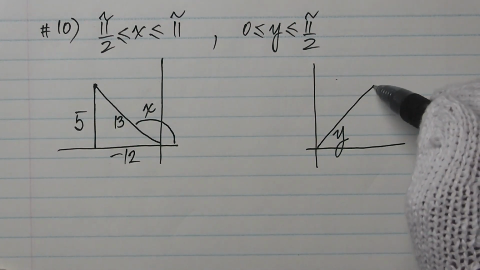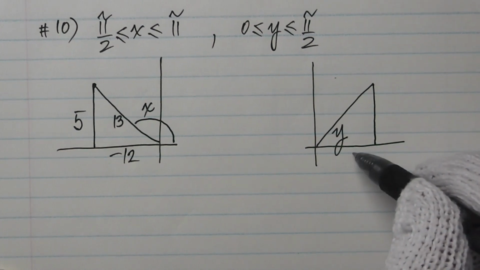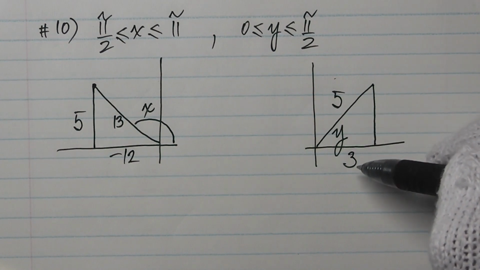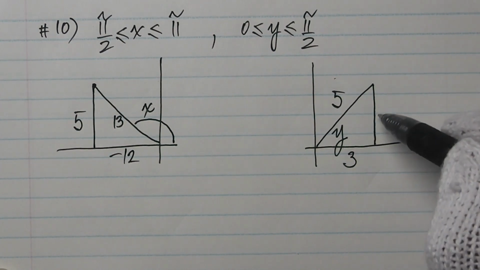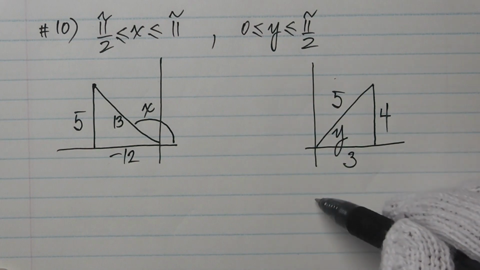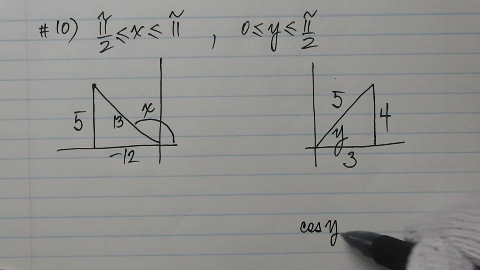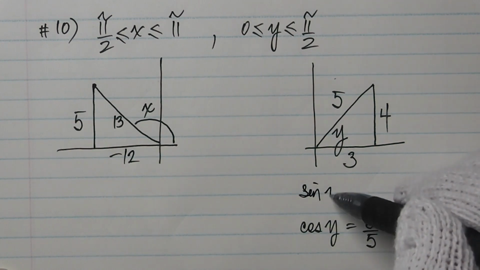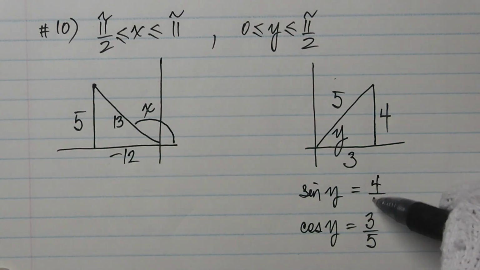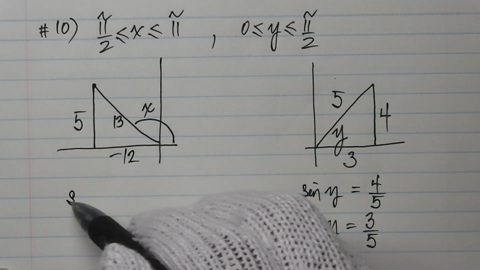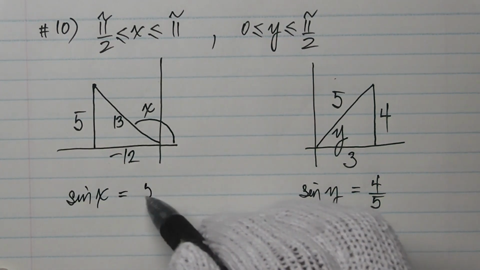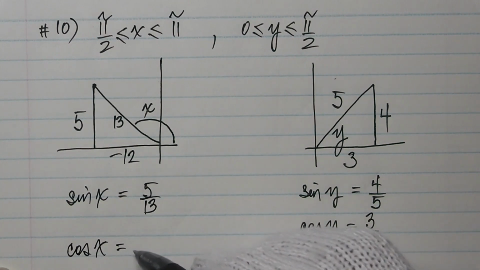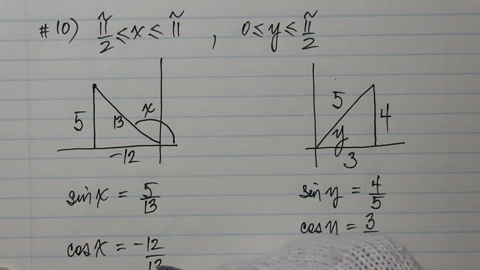They tell us cosine y is 3 over 5. So that's 3, that's 5. 25 minus 9 is 16. Square root of 16 is 4. So cosine y is equal to 3 over 5. Sine y is equal to 4 over 5. Sine x is equal to 5 over 13. Cosine x is equal to negative 12 over 13.